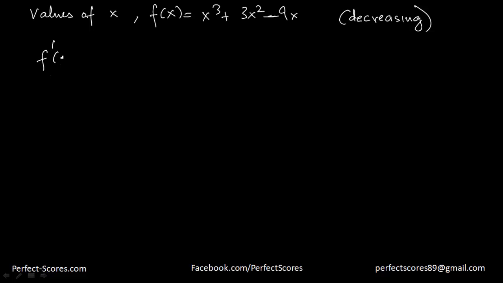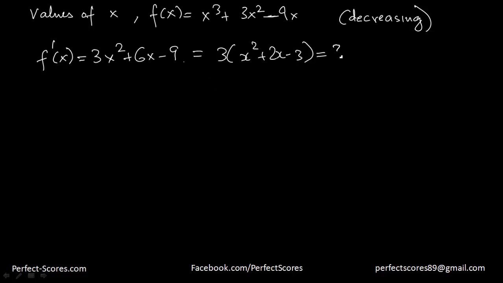So first I'll find the derivative, which is going to be equal to 3x square plus 6x minus 9, right? Which is equal to 3 times x square plus 2x minus 3. If I solve this, it becomes 3 times x square plus 3x minus x minus 3, which is equal to 3 times x plus 3 and x minus 1.